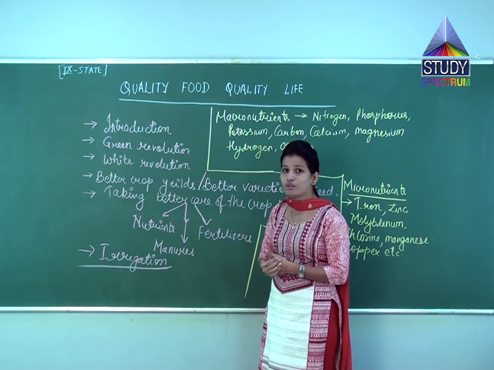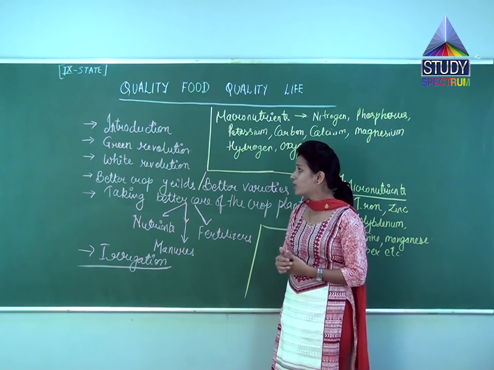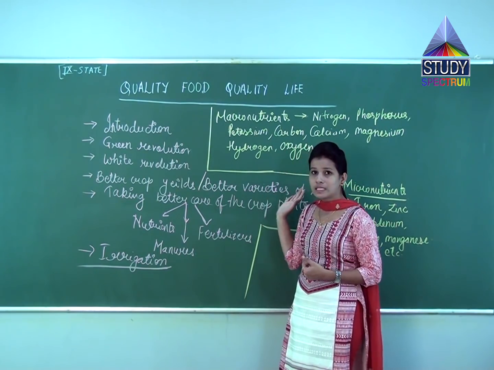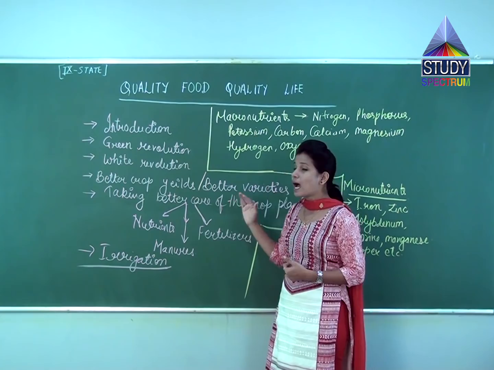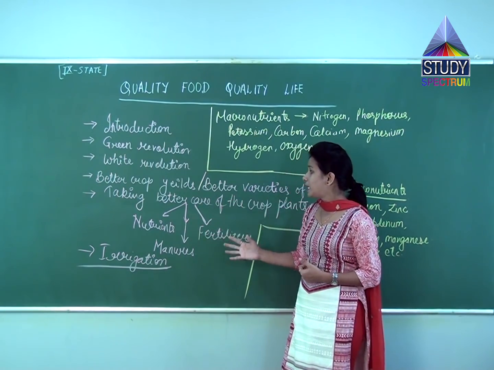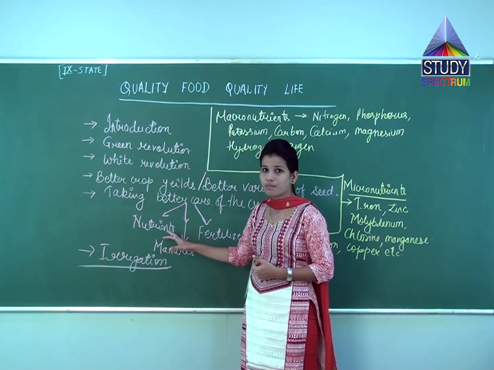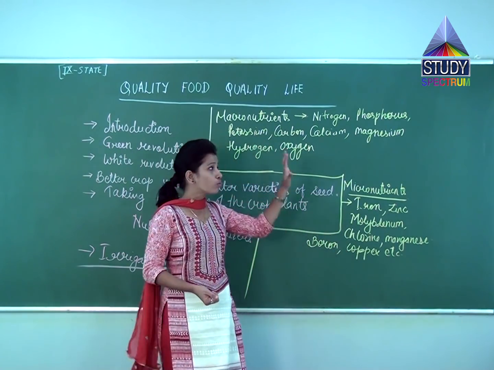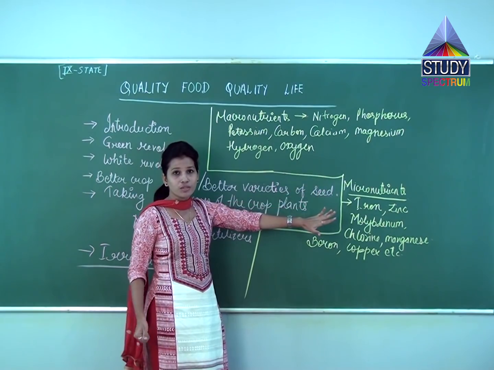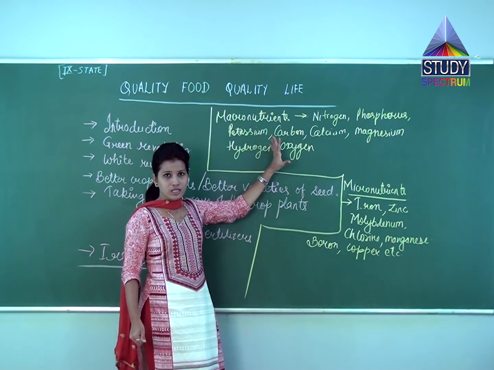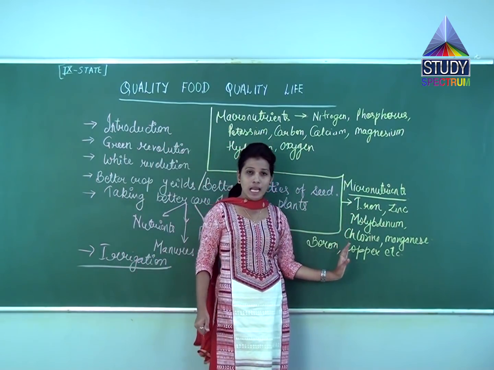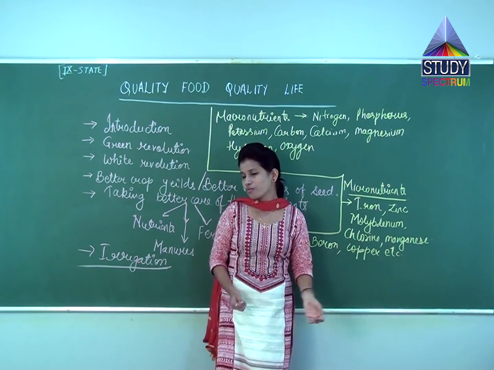We have seen the green revolution, the white revolution, better crop yields and better varieties of seeds, that is, the high yielding varieties of seeds. Then taking better care of the crops. In that we have seen the proper nutrients that have to be supplied. I have also told you about macronutrients and micronutrients: the nutrients which are required in a large amount, and the nutrients which are required in a small amount, which are called micronutrients.